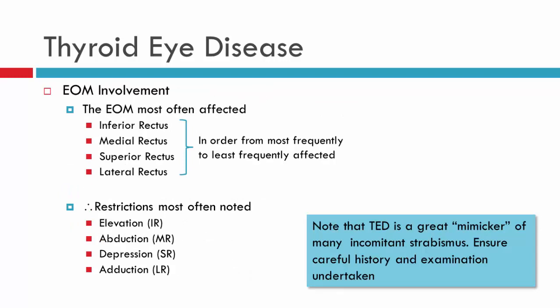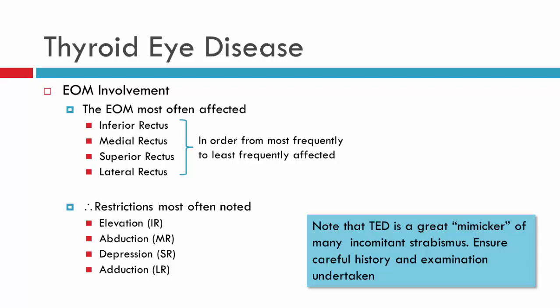So just focusing a little bit more on the extraocular muscles, the extraocular muscles actually have an order in which they're most frequently affected. The inferior rectus is the most commonly affected muscle in thyroid eye disease patients, followed by the medial rectus. Okay, these are actually the two most commonly affected muscles, the inferior rectus and the medial rectus. And then lastly, we have the superior rectus, and the lateral rectus is least affected.